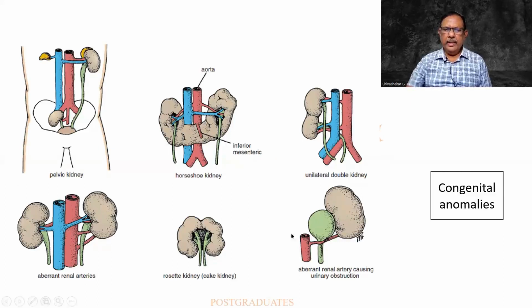And as I had mentioned earlier, the aberrant blood vessel can also kink onto the ureter, leading to a hydroureter or a dilatation of the renal pelvis and hydronephrosis.